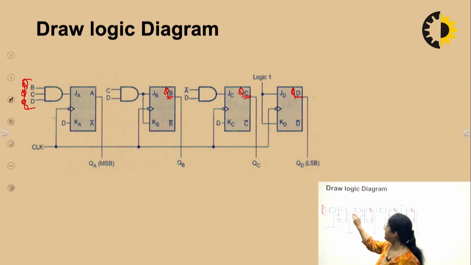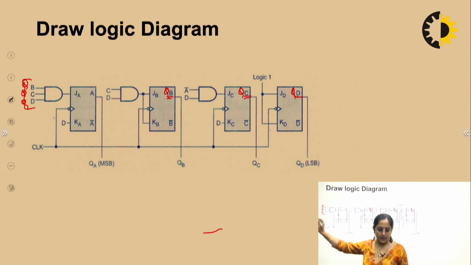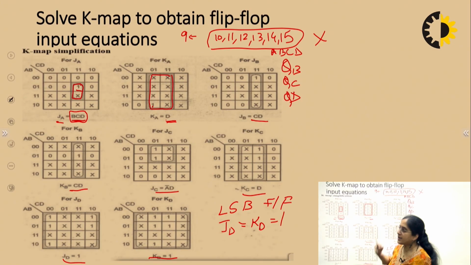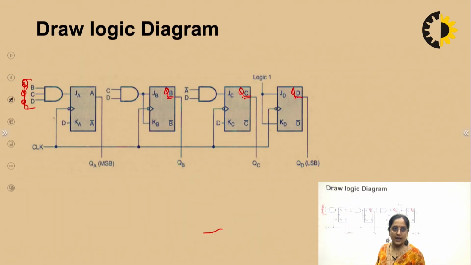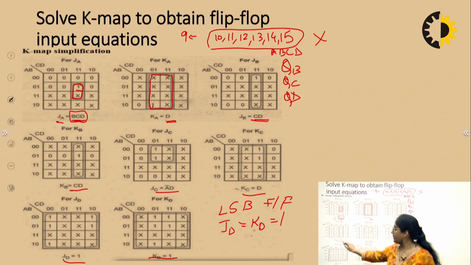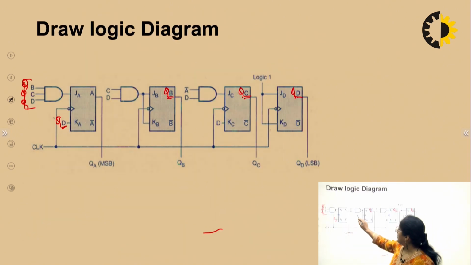So what will be the output from each flip-flop? In case of KA, it is D. So you can directly connect this D here, or if you are using QD, then you can write it as QD. JB is CD, KB is again CD. So both are the same, and you can use one AND gate and give its output to both. So we are using only one AND gate and its output is given to JB, KB.